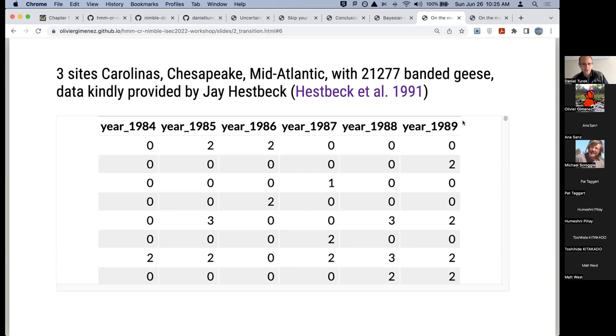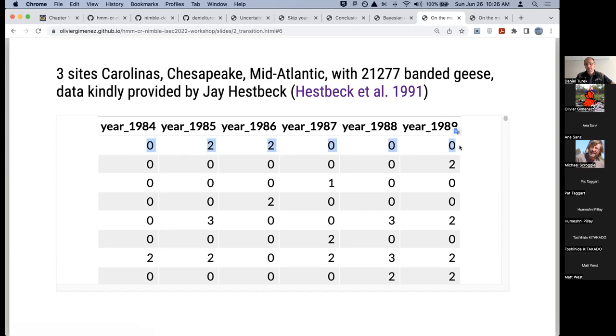And that's what you see in this matrix here, where the rows represent different individual geese, 21,000 rows of geese, and the columns represent years, as you can see. And we see a bunch of zeros, ones, twos, and threes. What this means is, there are three sites. The ones, twos, and threes mean a particular goose was observed at a particular site, number one, two, or three. So for example, this first row right here means that this goose was not observed in the first year, 1984, then was observed at site number two in the subsequent 2 years, and then not observed thereafter.